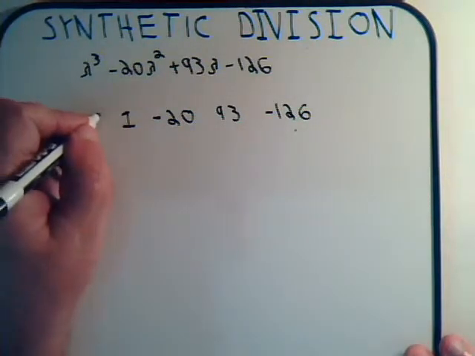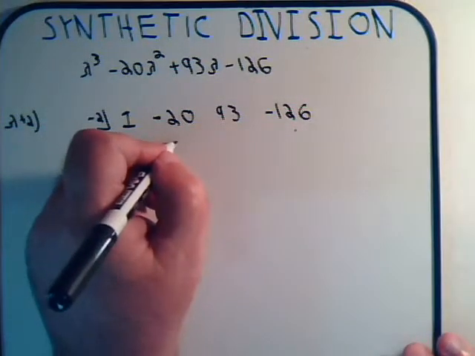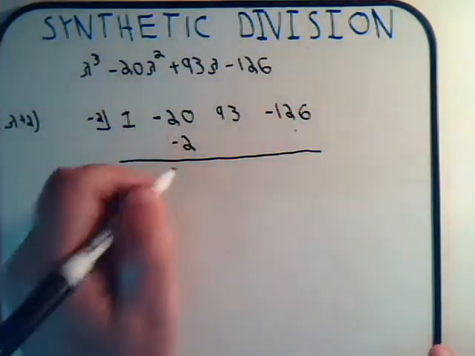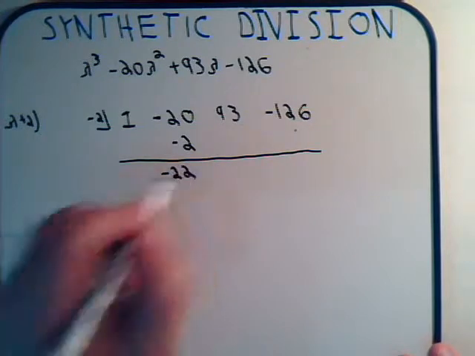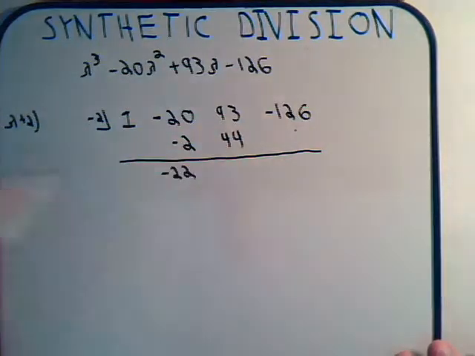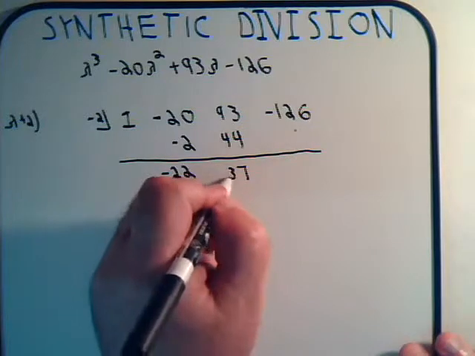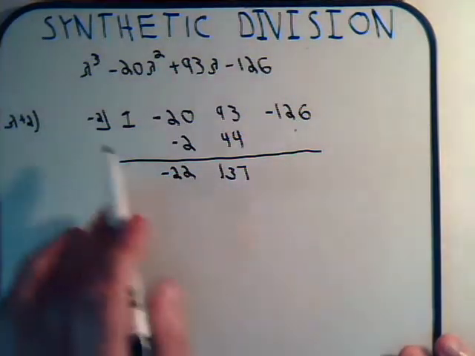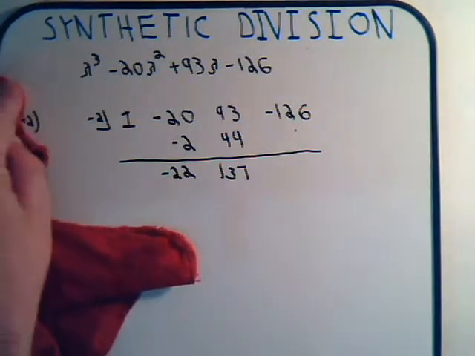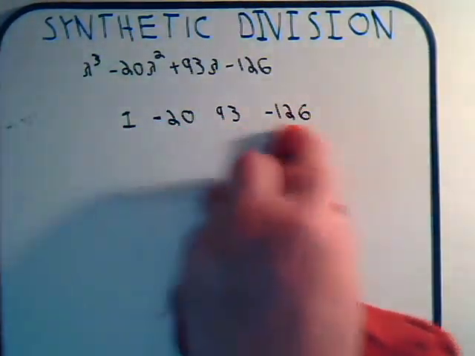So here we write down minus 2. Here we write down minus 2. And add and multiply. This will be minus 22 times minus 2 would be plus 44. Add these together, 137 times minus 2, that's not going to be plus 126. I don't know what it's going to be, but it's not going to be plus 126, so that remainder is not going to be 0, so don't waste any more time.